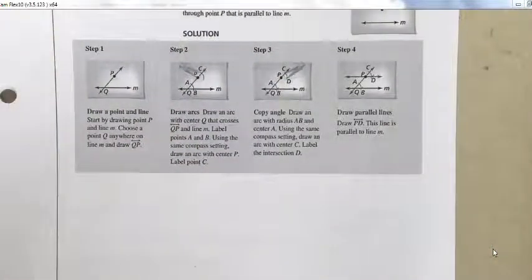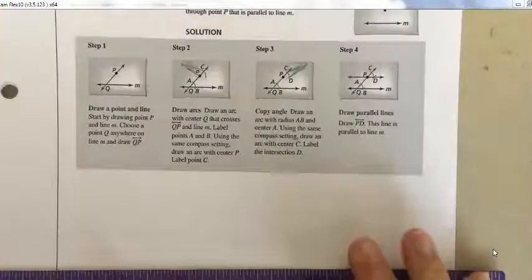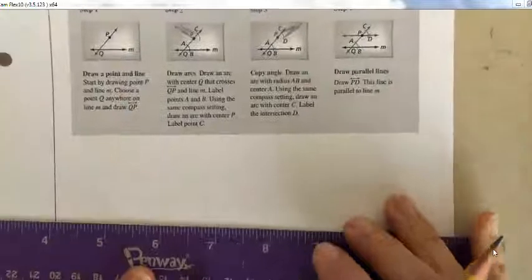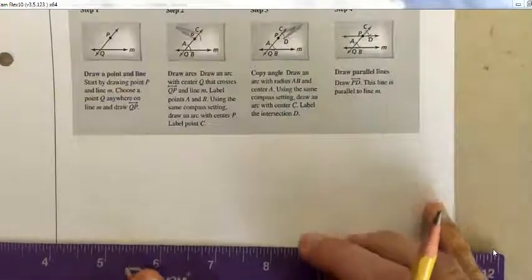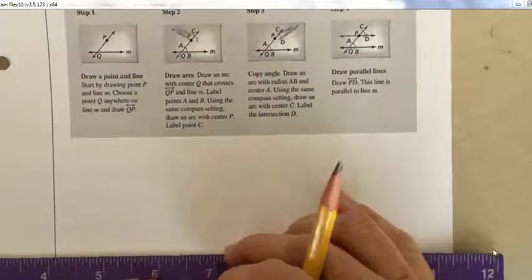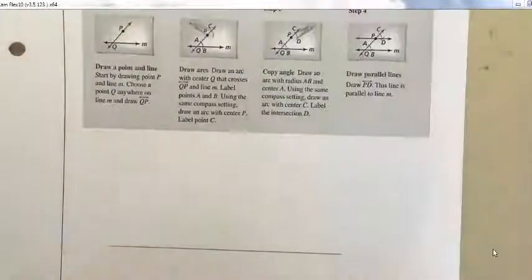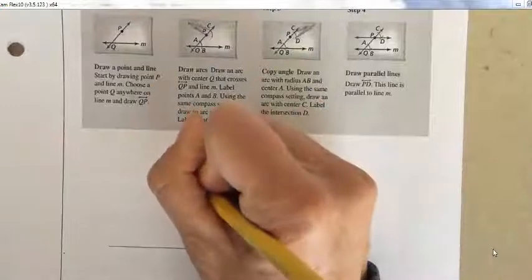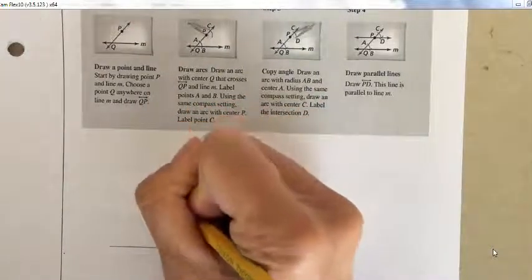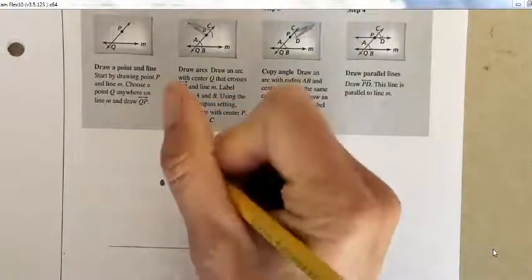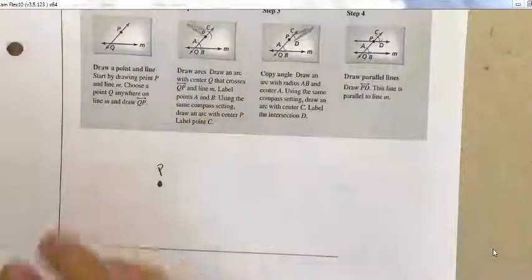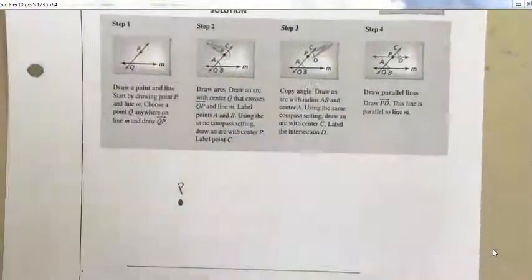Get my ruler, find my compass. Where's my compass? All right, so I'm just going to draw some random line M. Go down a little bit more. And then I'll put point P up above somewhere. Let's see, I'm going to need a little bit more space. Let's go here. Oops. Oh, spider there.